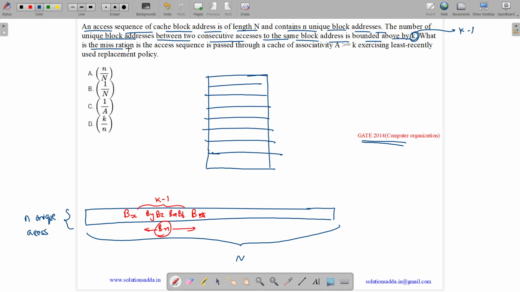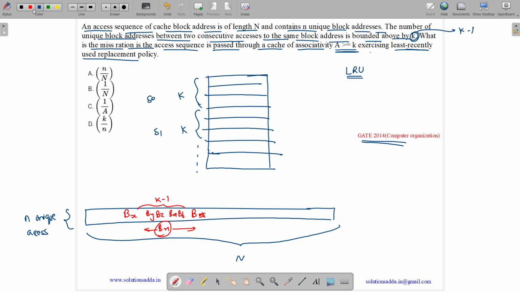Now it is saying, what is the miss ratio of this access policy if it is passed through a cache of associativity greater than or equal to k. So it is a set associative cache. So each one of these is divided into sets. Let us suppose it has associativity of k. So k blocks combine to one set. So we have it like this. This is set 0, this is set 1, and so on it will continue. So its set size is minimum k. It can be even greater than k, it can be 2k, 3k, 4k, exercising a least recently used replacement policy. So we are using the LRU policy.